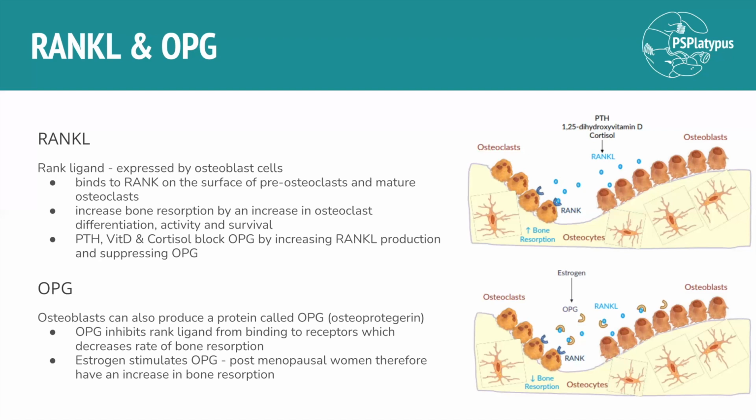Our hormones, parathyroid hormone, vitamin D, and cortisol, act to block the production of osteoprotegerin and increase RANKL production by modulating intracellular processes, as opposed to what happens with estrogen, which acts in the opposite direction, as well as growth factor and the other hormones listed beforehand, which act to increase the production of osteoprotegerin and decrease the production of RANKL.